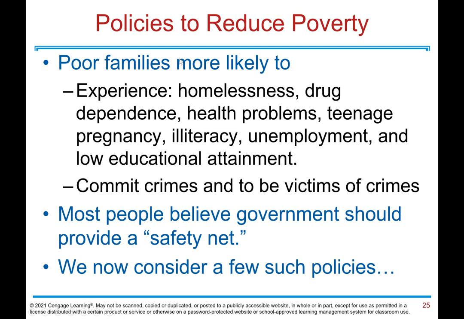Policies to reduce poverty. Poor families are more likely to experience homelessness, drug dependence, health problems, teenage pregnancy, illiteracy, unemployment, and low educational attainment, and are likely to commit crimes and to be victims of crimes. Most people believe government should provide a safety net. We now consider a few such policies.